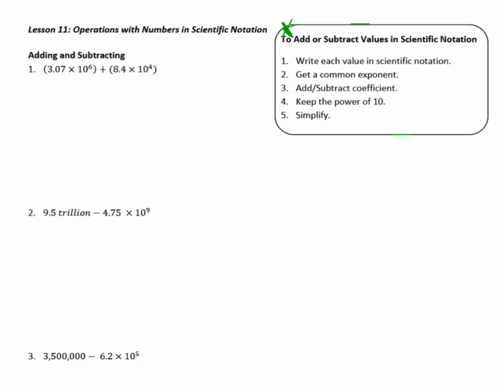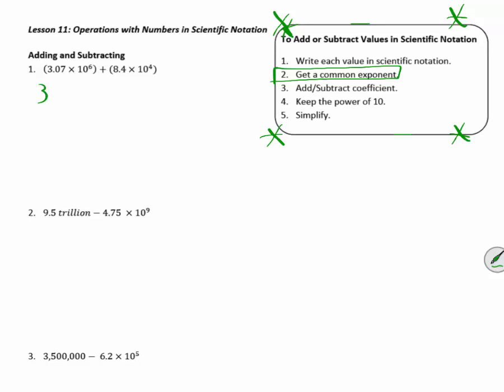So if you could put some stars around here, highlight it, whatever, but your key step is that you have to have a common exponent. It's a lot like when we did combining like terms in 7th grade with algebra, that you can't add or subtract things unless the exponent part is the same. So when I look at this, I have 3.07 times 10 to the 6th, 8.4 times 10 to the 4th. So I think it's easier to change the smaller one to the bigger one.